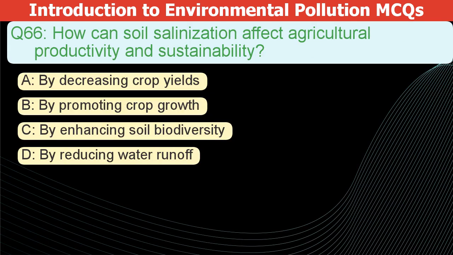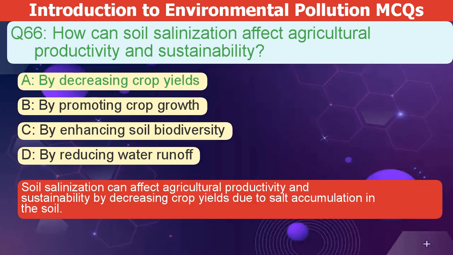How can soil salinization affect agricultural productivity and sustainability? A. By decreasing crop yields. B. By promoting crop growth. C. By enhancing soil biodiversity. D. By reducing water runoff. The correct answer is A. Soil salinization can affect agricultural productivity and sustainability by decreasing crop yields due to salt accumulation in the soil.